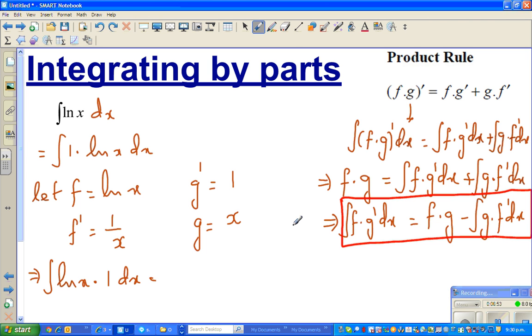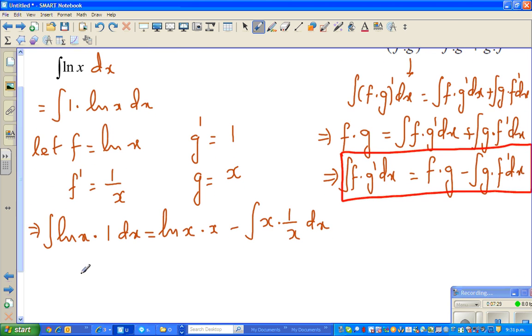If I keep looking at the formula, I have written our question in this form. So this is equal to f dot g. What is my f? f is natural log of x times g, which is x, minus integration of g times f dash. What is g? g is x. f dash is 1 over x dx. I'm going very slowly so that you understand.